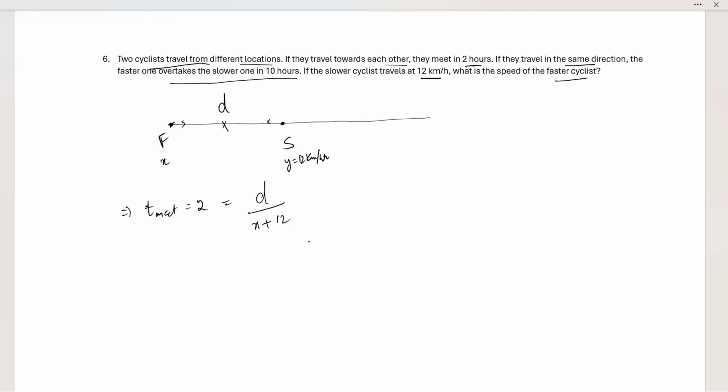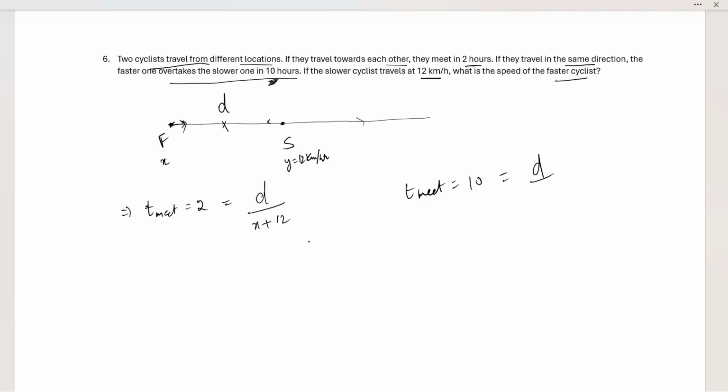This is one relation that we have got. Now the other part is when they are moving in same direction, which means F is moving in this direction and S is also moving in this direction. So in that case, what will happen? They meet after 10 hours. So for this, I can write T meet is equals to 10 is equals to D. So again, I am using D here because when they meet, the distance between the two of them should be zero. So in order for that distance to be zero, someone has to cover the entire distance D, and that distance will be covered at the relative speed.